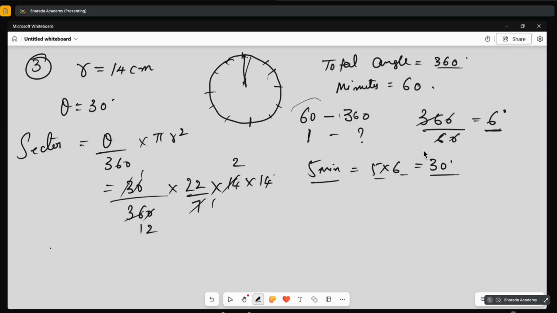Calculate and find the area. So if you remember that 6-degree angle, okay, for 1 minute it will always take 6 degrees. So for how many minutes? Multiply, you calculate the theta. Always remember that. Okay, everyone clear?